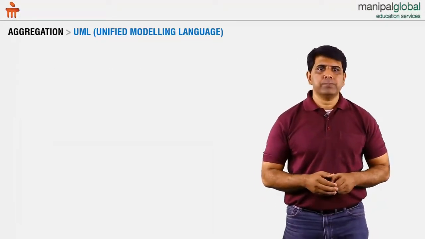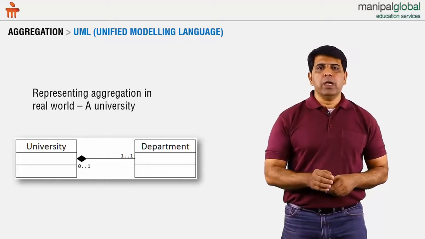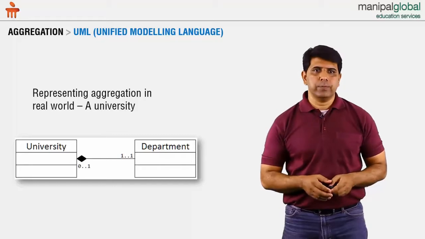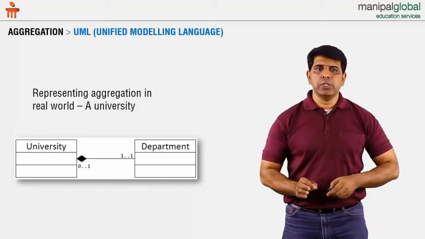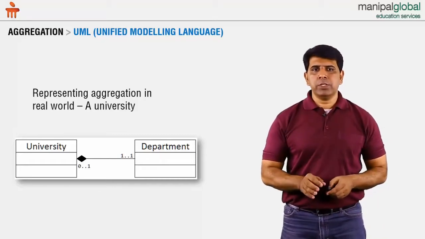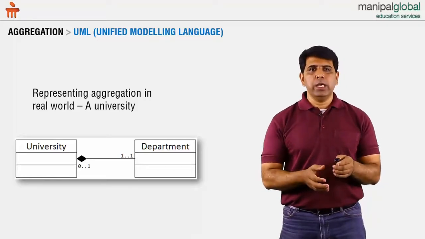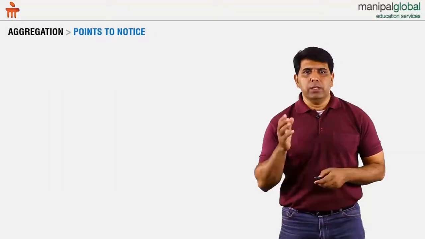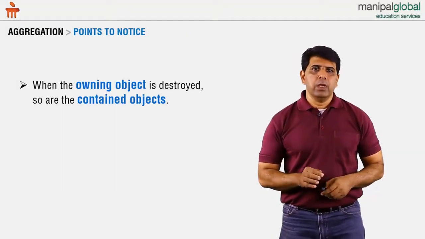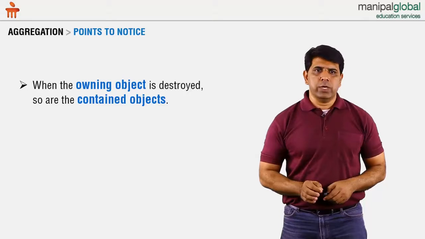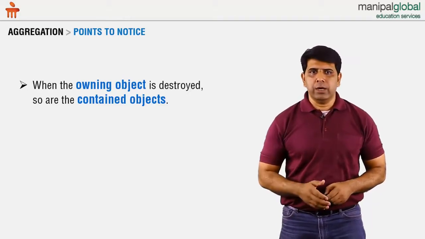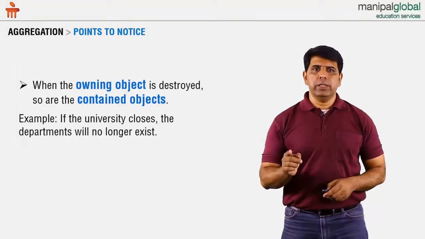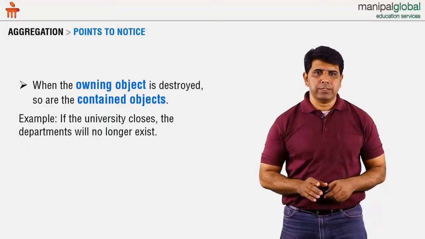Here is another example. A university has departments. A department belongs to a university. Now this is a composition relationship. A composition also says that if a university is shut down, the department is also gone. Some points to note here: when the owning object is destroyed, so are the contained objects. For example, if the university closes, the department will no longer exist.